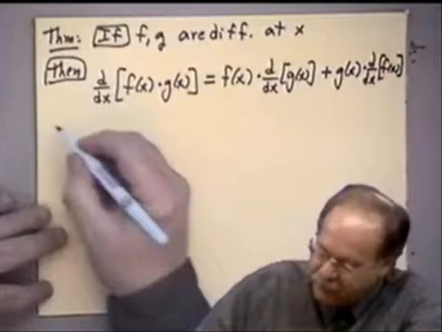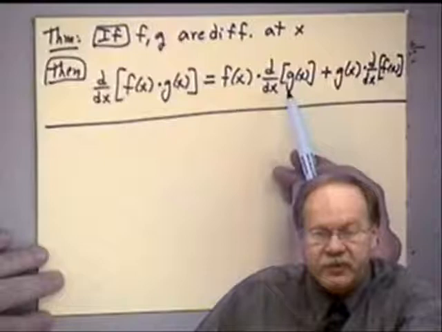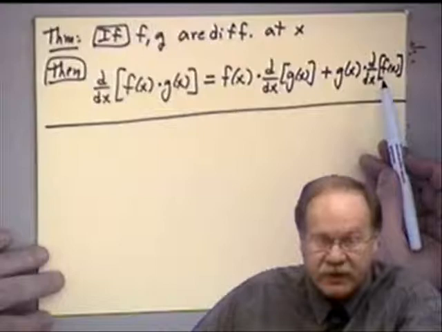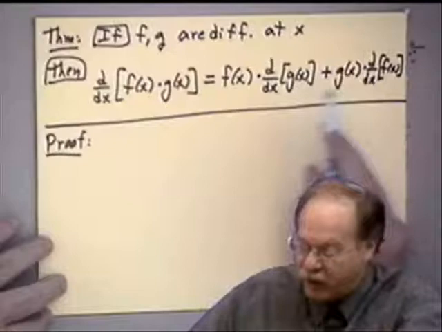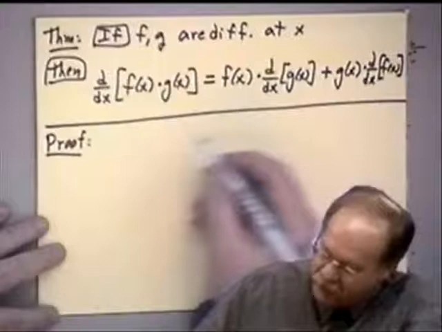You leave one function alone, multiply it times the derivative of the other function, and add to that the other function multiplied times the derivative of the first. We will practice this, but this is how it looks in fact. Here is the proof. Since the rule is counterintuitive, perhaps, to what you expected before, we're going to give the proof so you can see where this comes from. This isn't a mystery. So, how do we begin this?